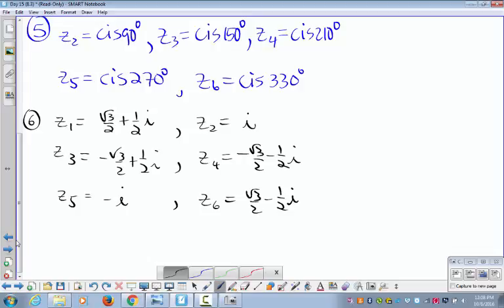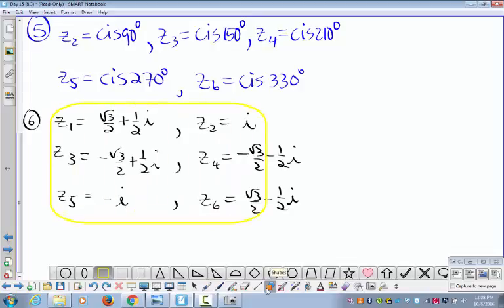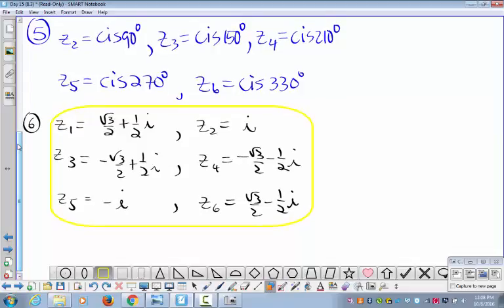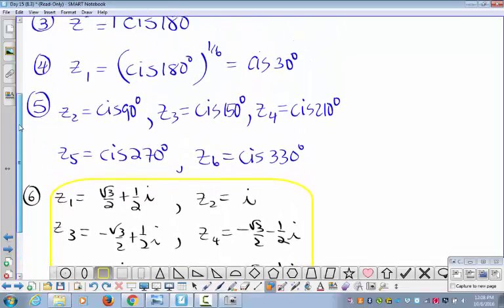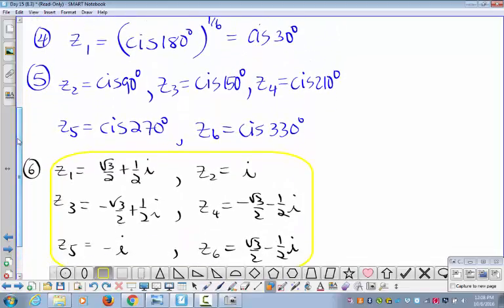So those are our 6 answers that have a 6th power equal to -1. And some of your calculators have an I, some don't. You can even type this into your calculator to check. If you put in root 3 over 2 plus 1/2 I and then raise it to the 6th power, you'll get -1. Some calculators have it. Any questions on any of the steps?